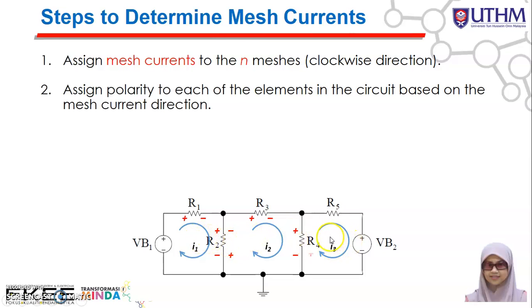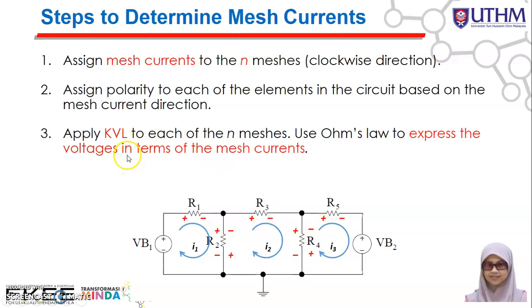And then for the third cycle you have positive, negative, and here positive, negative, and here positive and negative, right? And then step number 3, once you're done with assigning the polarity, you need to apply the KVL to each of the N mesh. Since you have 3 different mesh, you need to apply KVL 3 times. And then you need to apply Ohm's law to express the voltage in terms of the mesh current. So for example, voltage across R1 is equal to I1 R1. Voltage across R3 is equal to I2 R3.